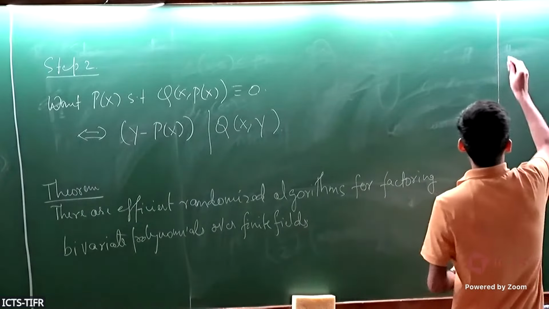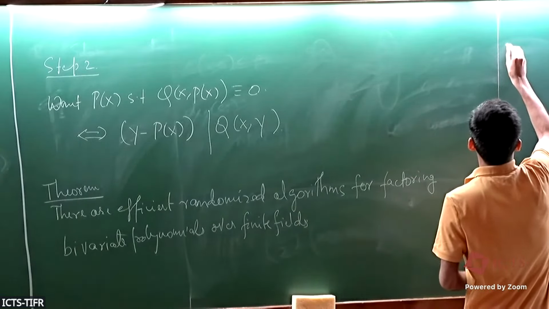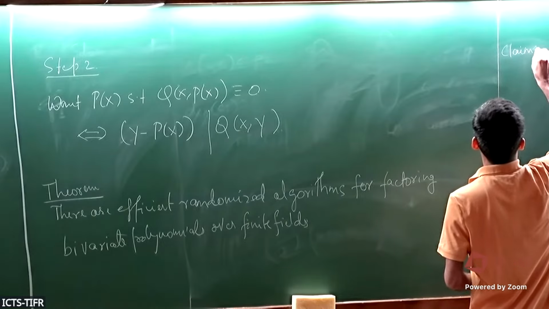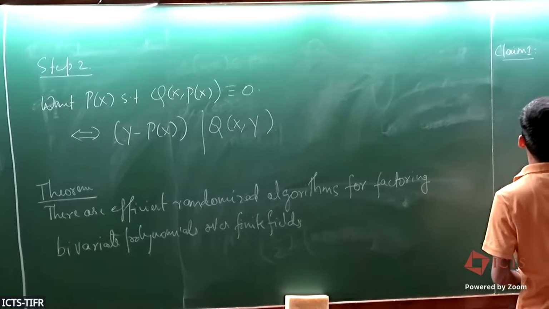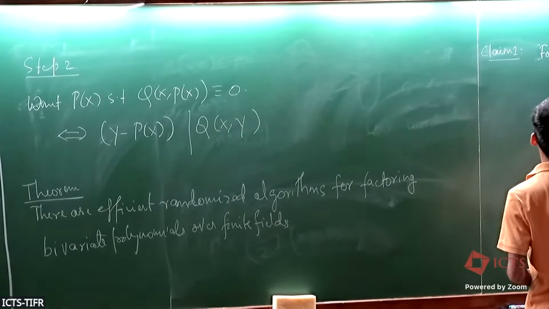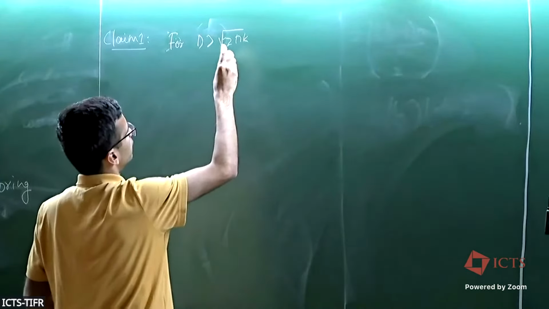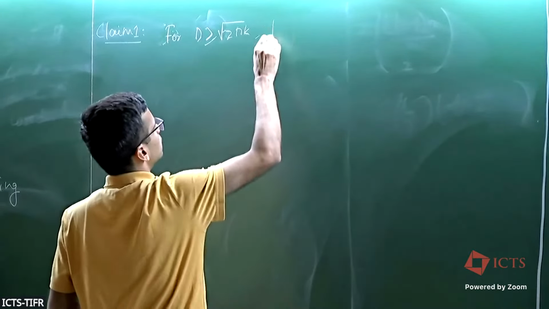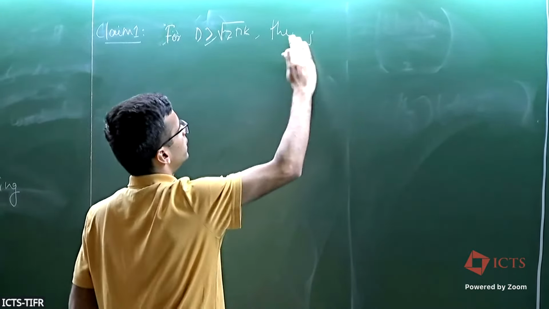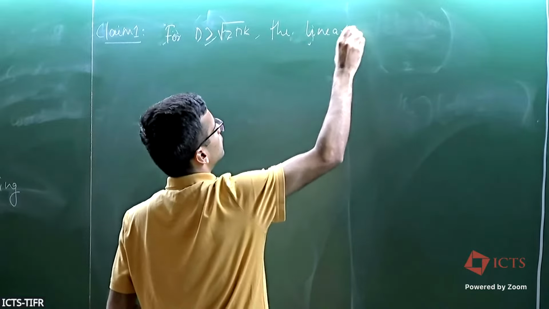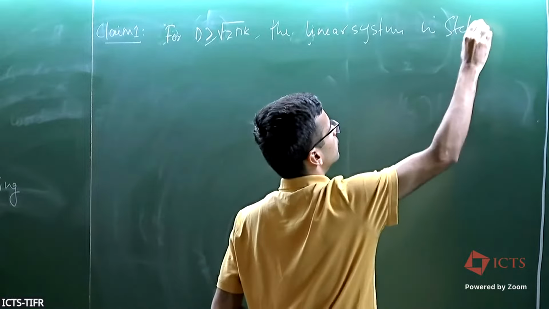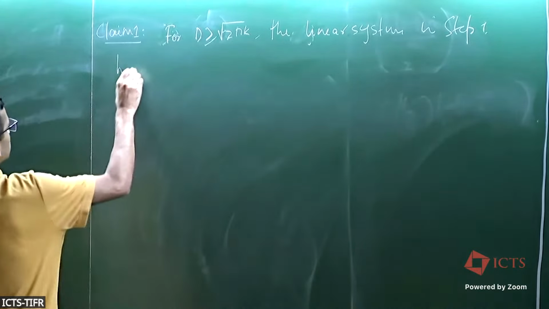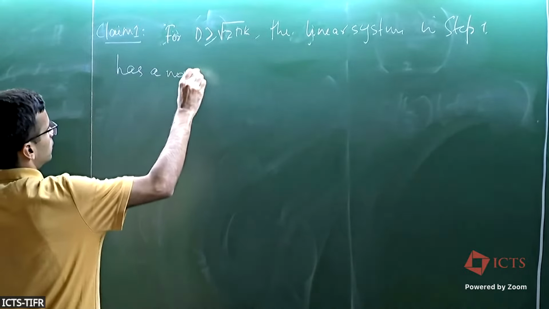So, claim 1. For D greater than square root of 2nk, maybe even greater than or equal to, the linear system in step 1 has a non-zero solution.